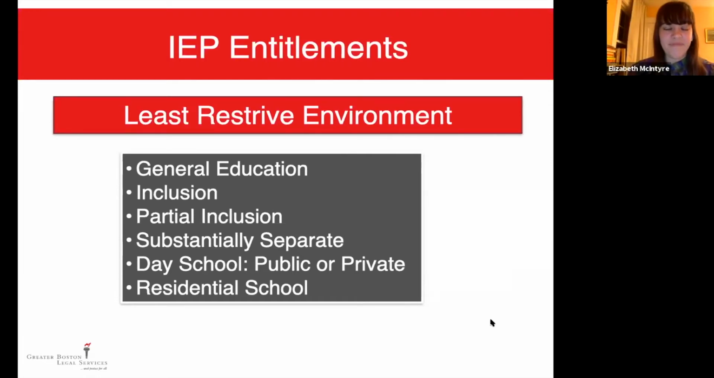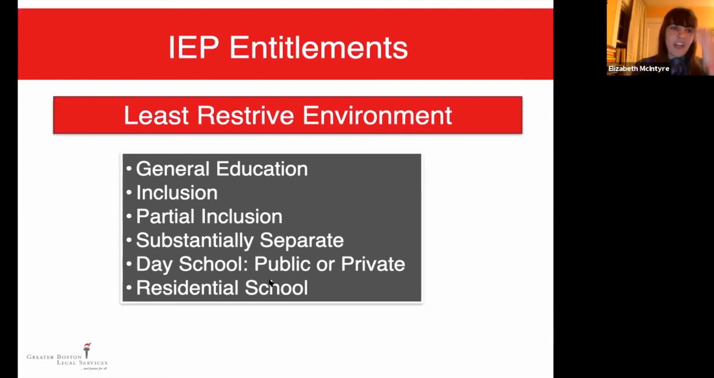Absolutely. So a 504 plan, what I was going to say is, if you remember at the beginning, we talked about when a student gets an IEP. You'll remember we said that a student gets an IEP when they have a disability, they're not making effective progress at school, they're not making effective progress because of their disability, and they need specially designed instruction and related services.